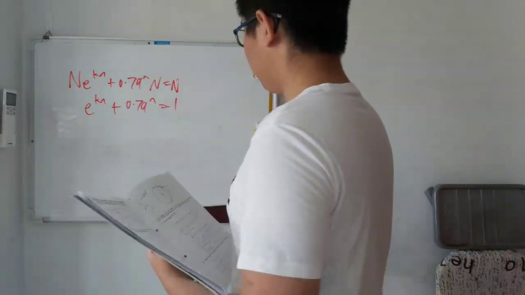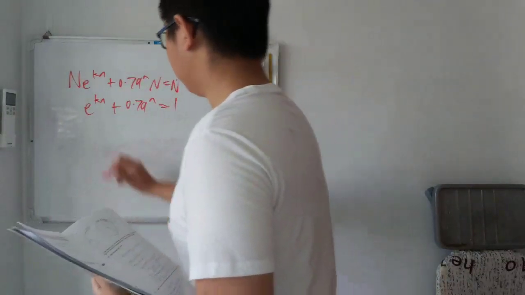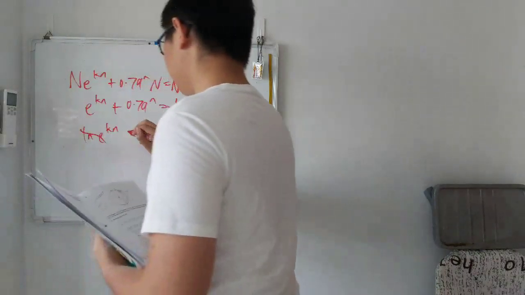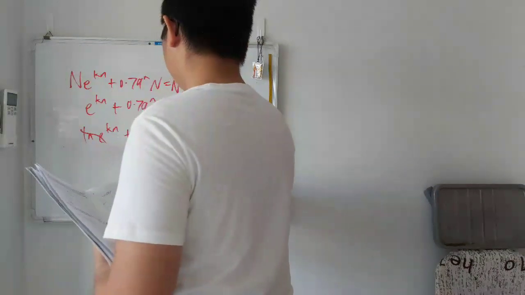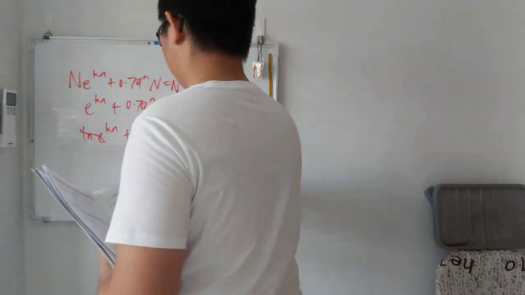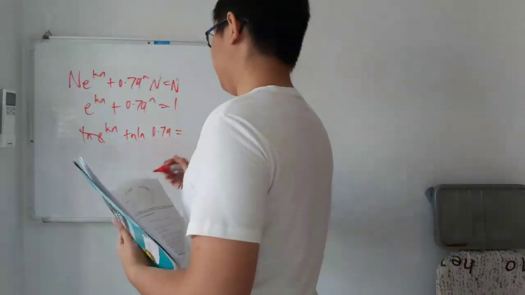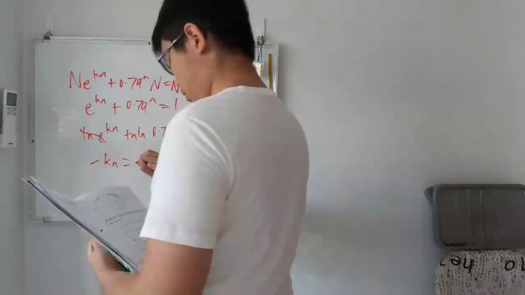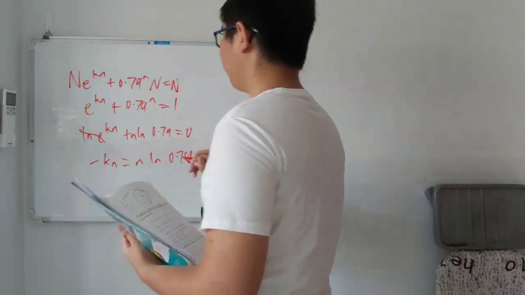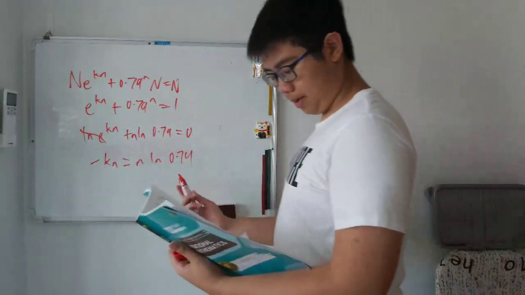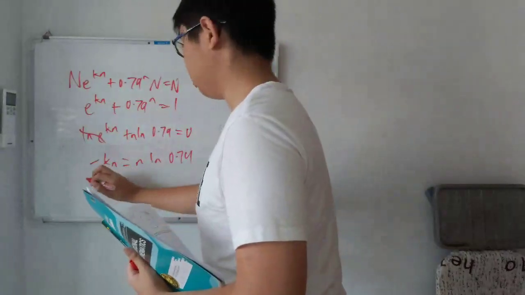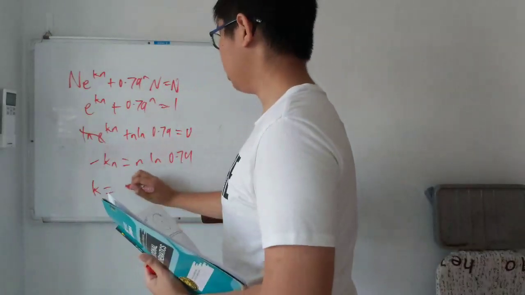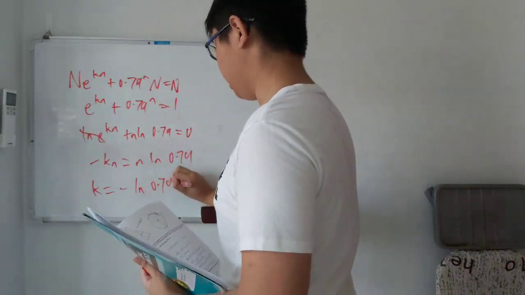Okay, what if we take ln on both sides? Ln e to the power of kn will just be kn, plus ln 0.79 to the power of n, but we can just put n here instead. This will be equal to ln 1, which is 0. That's to say that kn is equal to negative n ln 0.79, correct? So now, you just divide by n on both sides. k will be equal to negative ln 0.79. This is the exact answer.